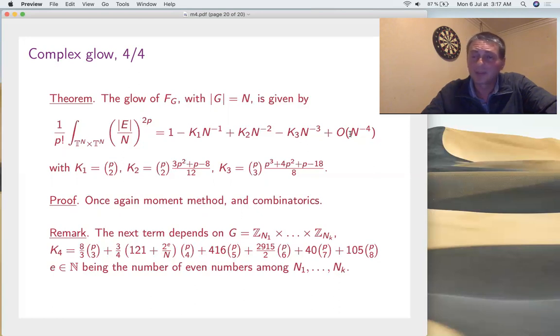I think a very good question is that of computing the glow of the Walsh matrices, but the complex glow. For some complicated reasons, I think that's the good problem.